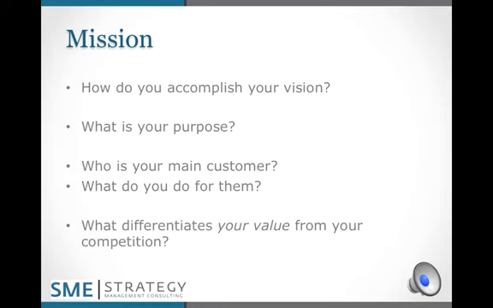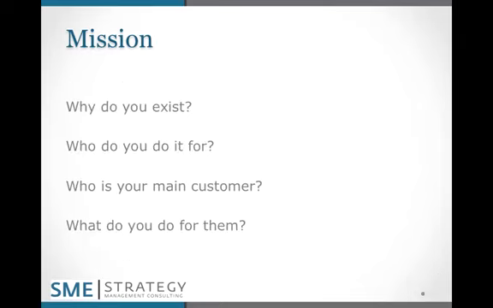And if you can include all of this in a mission statement, especially the part about the core customers, then you have built a good mission statement, and it will help contribute to your vision and also act as a rallying point for your company, for people to know exactly why they're coming to work and why they're doing what they're doing. Why do you exist? Who do you do it for? Who is your main customer, and what do you do for them? Some questions to ask yourself as you're building your mission statement.